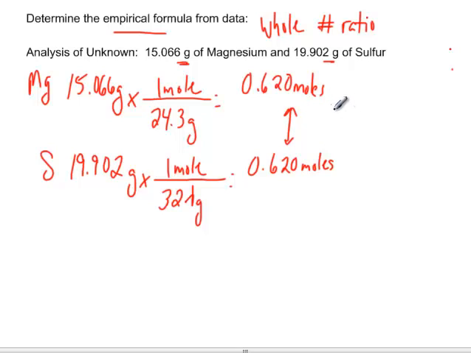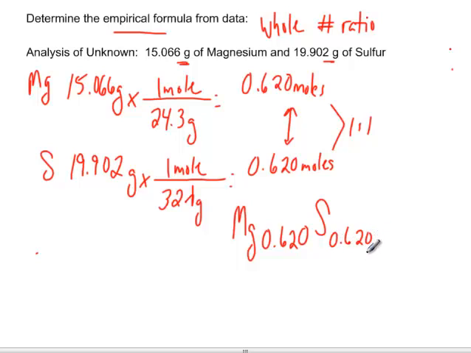That, if you look at it, is actually a 1-to-1 ratio. Now let's imagine that you didn't notice that. It's pretty obvious, but let's pretend you didn't notice it. This is what you would do. Or even if you got different numbers, this is what you would do. You would take those amounts and write them down here next to the formula. Mg 0.620 moles, and it's bonding with sulfur, which is also 0.620 moles.